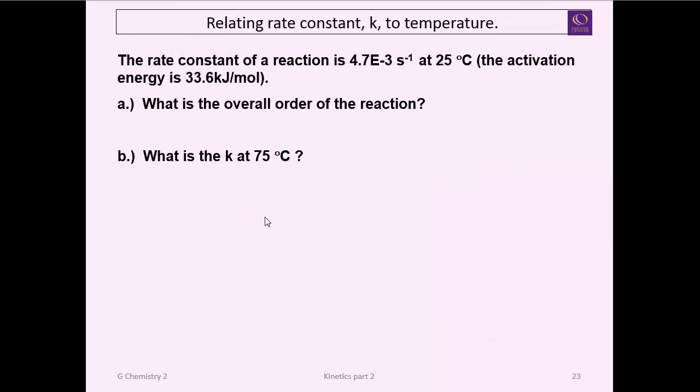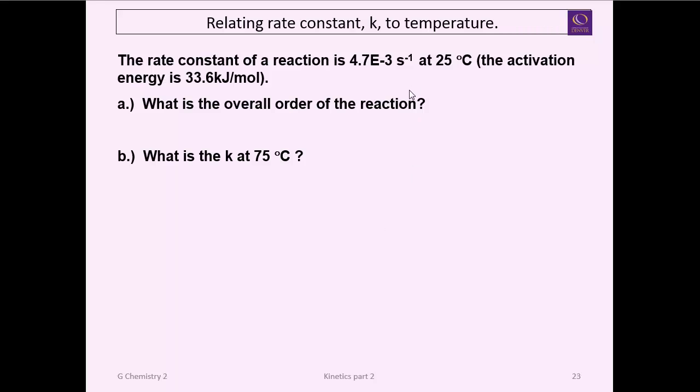A rate constant of a reaction is 4.7 e to the minus 3 per second at 25 C. And now you know the activation energy is 33.6 kilojoules per mole for the reaction that you're trying to drive. So first, just for review, I'd like you to look at the unit of the k and see if you can figure out the order of the reaction.